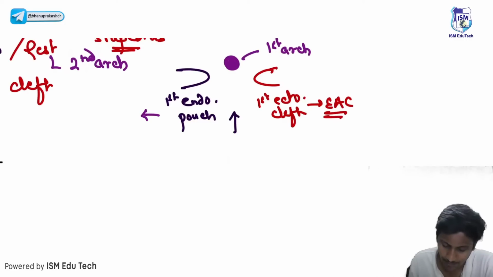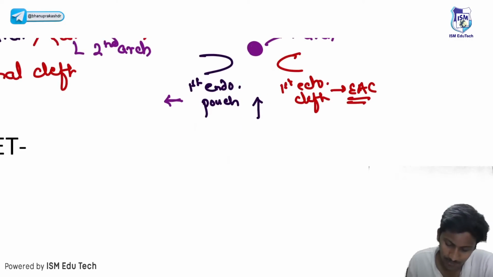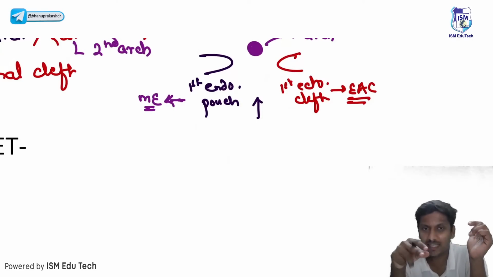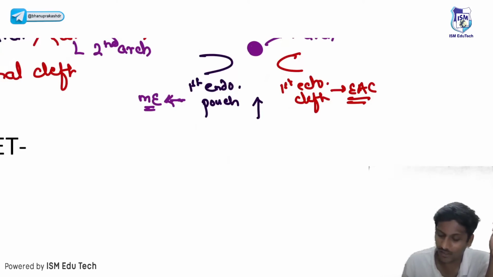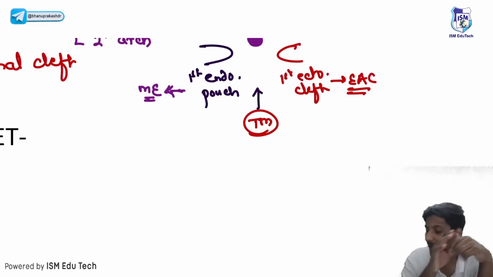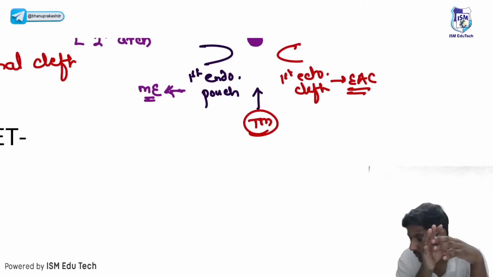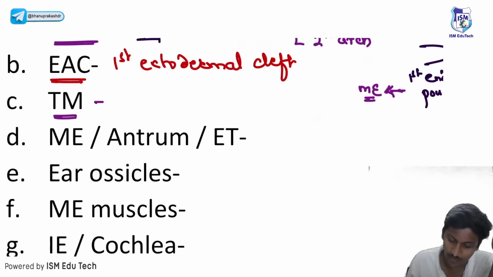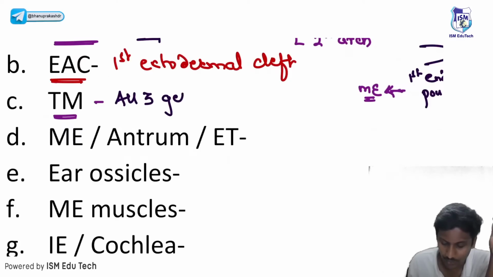Whereas the first endodermal pouch will develop into what? It will develop into the middle ear. So you can see the external auditory canal and the middle ear meet at this point. And what is this point? This is the tympanic membrane, formed in between. Therefore, it has contributions from all the 3 germ layers: ectoderm, mesoderm and endoderm.